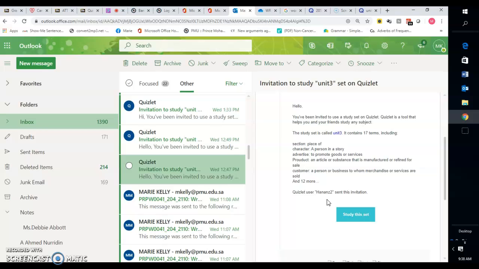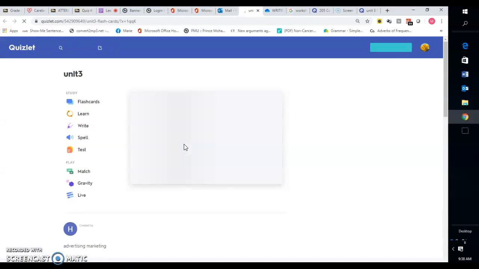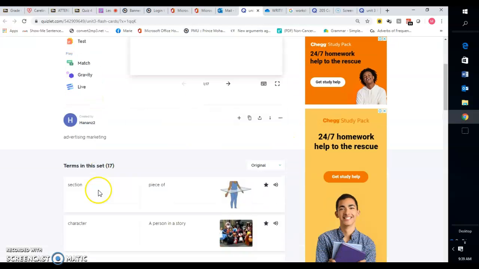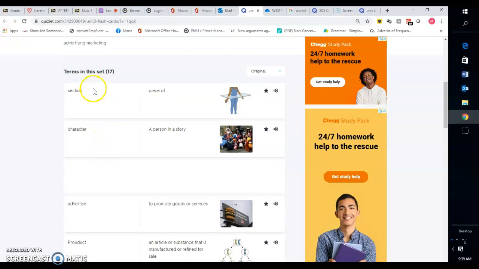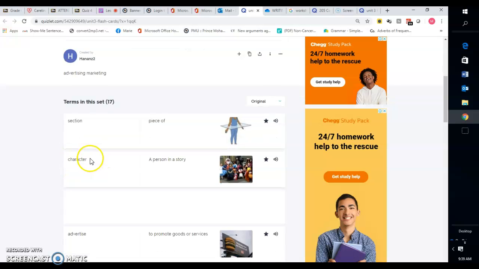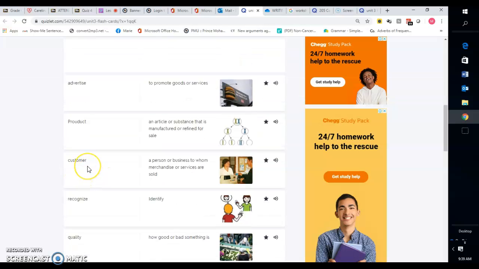They didn't follow what I told them, which is they're supposed to copy the link and send the email. What they did was they just clicked copy link and did the automatic email. So it's harder to know, but we only have one Hanan, so that's not too bad. And you just click study this set. Okay, so let's look at Hanan's. Yeah, she has got no part of speech here. Okay.